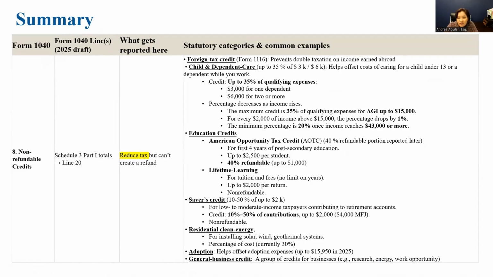We have the foreign tax credit that prevents double taxation whenever we are making money outside of the US and we're paying taxes in those territories. We have the possibility to get a foreign tax credit. Then we have the child and dependent care tax credit, education credits, the American Opportunity Tax Credit, the lifetime learning credit. Then we have the saver's credit if we are making contributions to our retirement accounts, residential clean energy, adoptions, general business credits, and more. So that is what we're going to cover today.